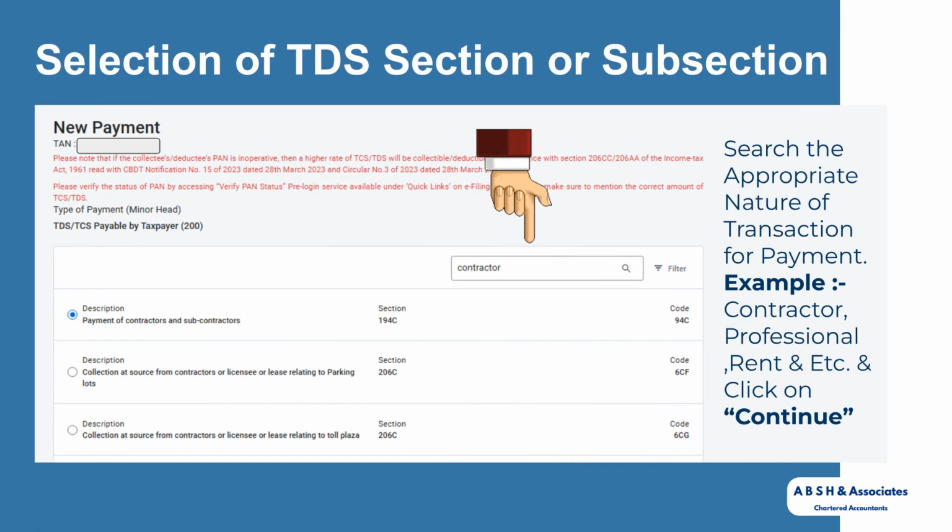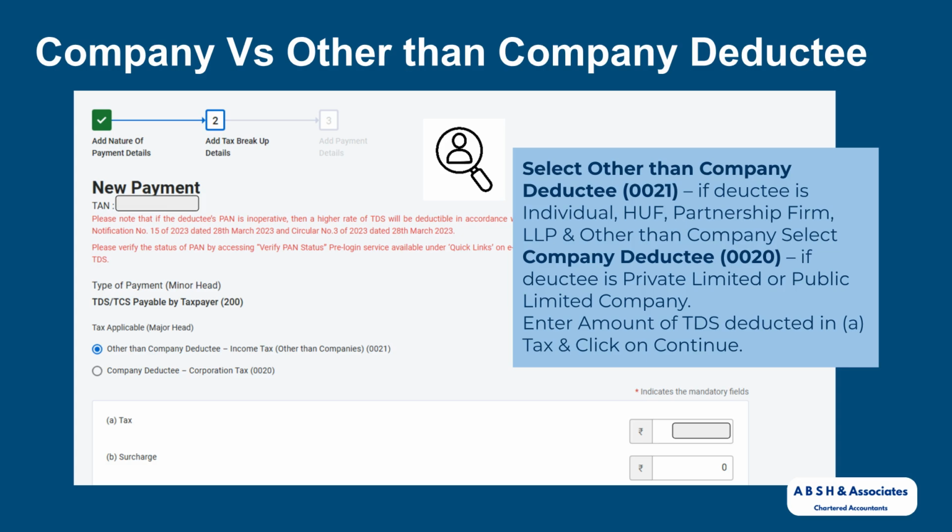Search the appropriate nature of transaction for payment. Example: contractor, professional, rent, etc. And click on Continue. Identify your deductee type, either company deductee or other deductee. Choose the category that accurately reflects your situation for proper TDS submission.